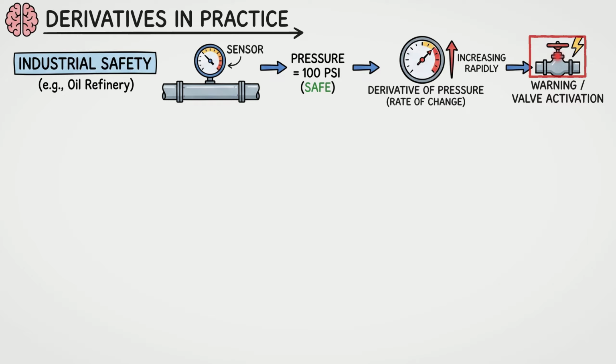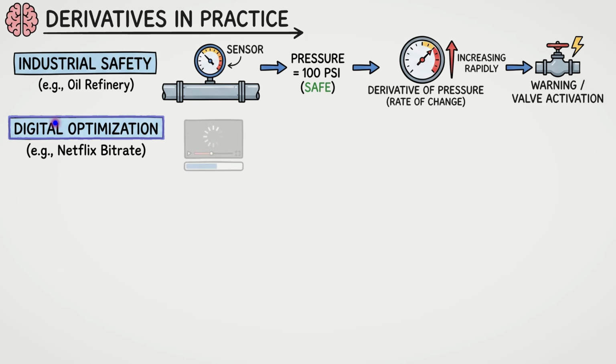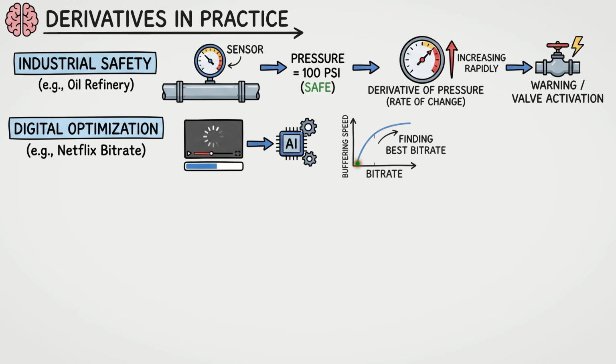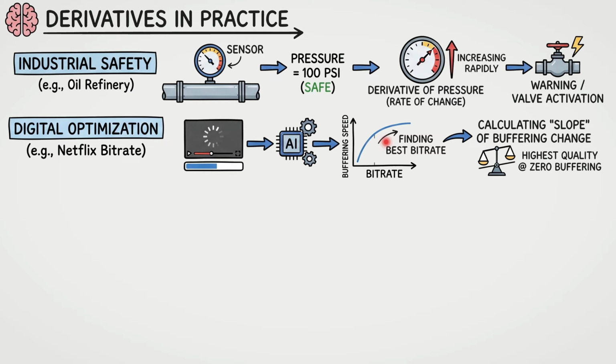We also see this in our daily lives. Digital services like Netflix use derivatives to provide a smooth, buffer-free viewing experience. The system uses AI to constantly adjust and find the best video quality or bitrate. By calculating the slope or derivative of buffering changes, the AI finds the perfect balance, the highest possible picture quality where the buffering rate stays precisely at zero.